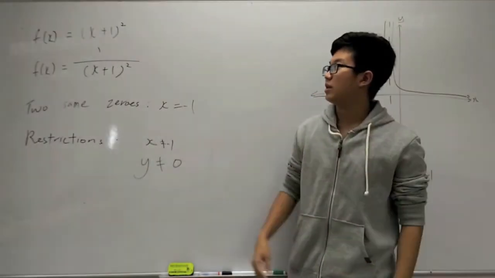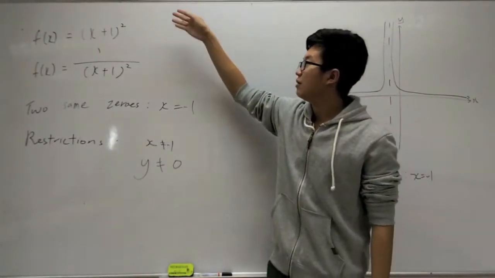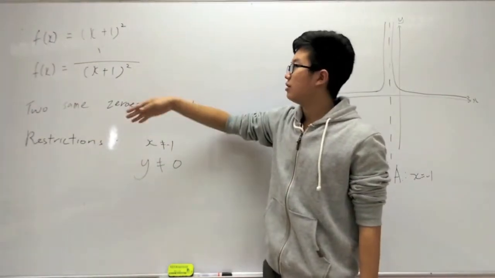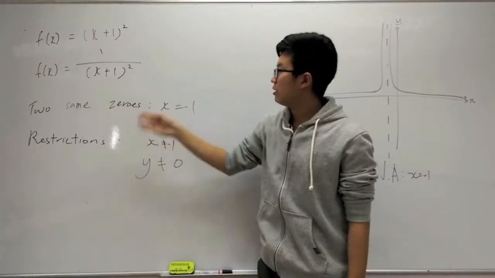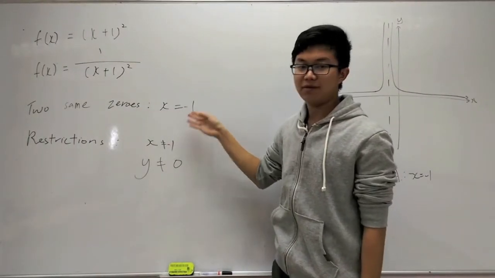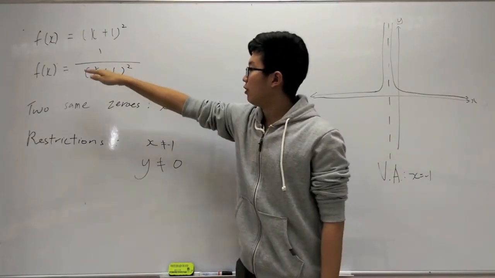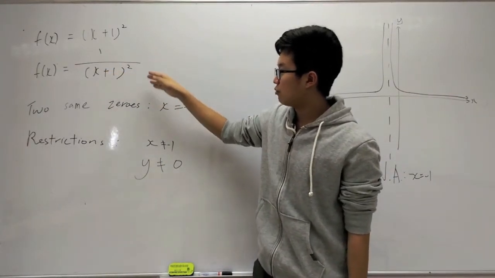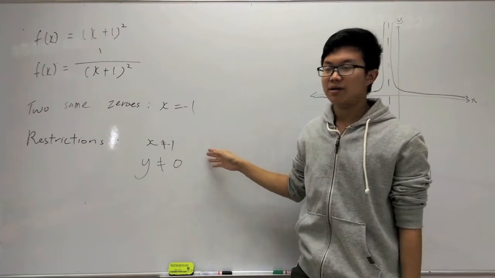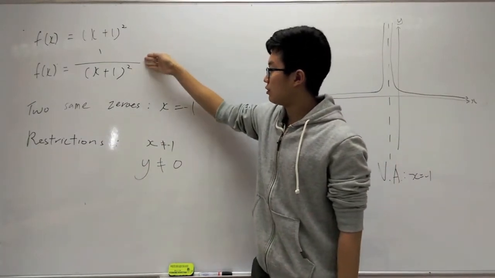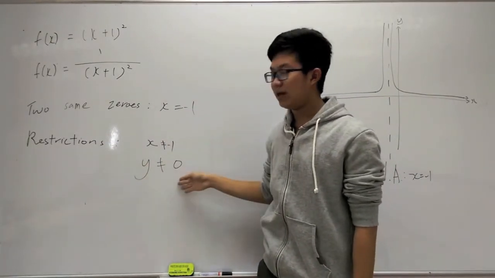The last case is when the quadratic function has two of the same zeros. For example, for this function, the zeros will both be -1. So for the reciprocal function, the restrictions will also both be -1, and the horizontal asymptote will still be the same, which is y equals 0.